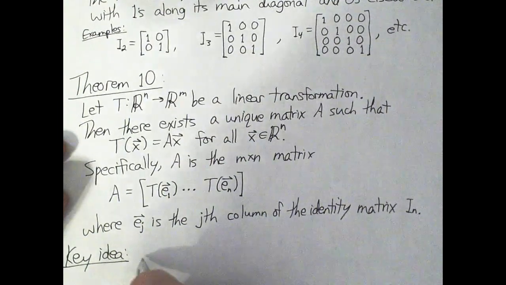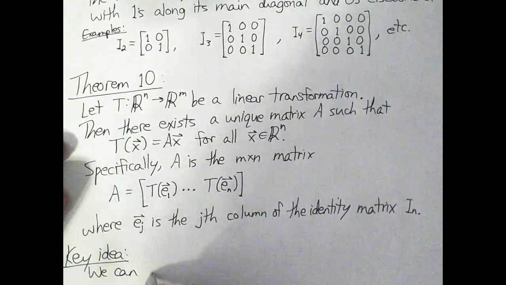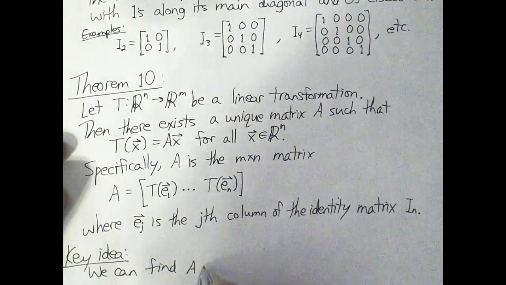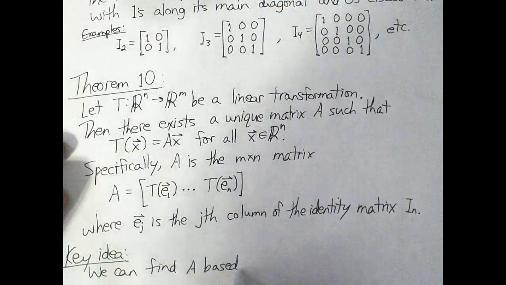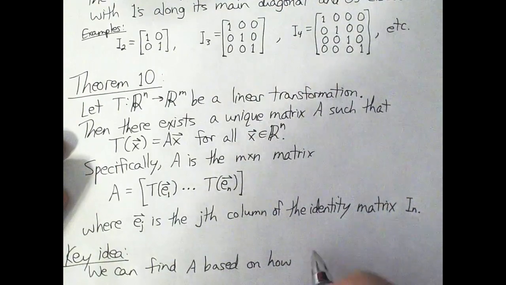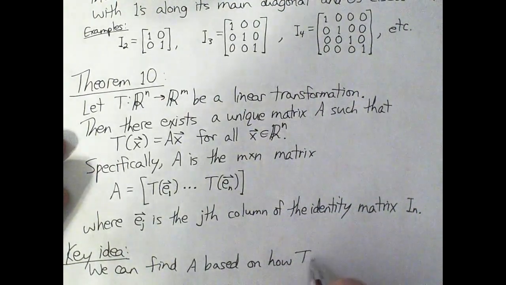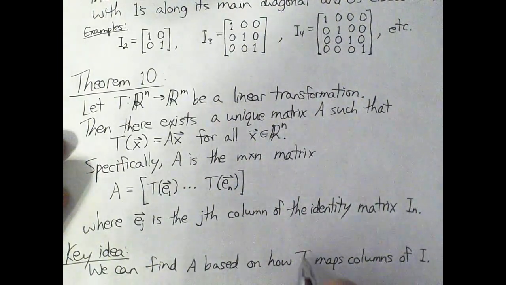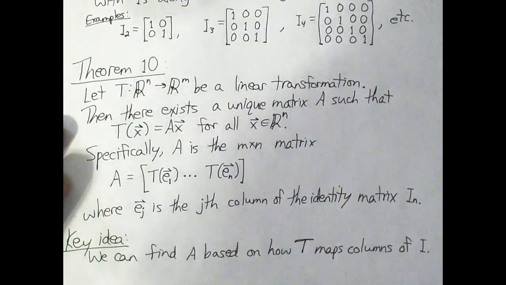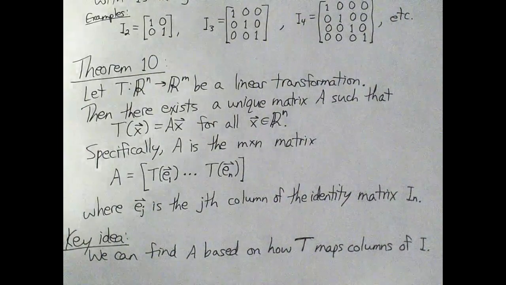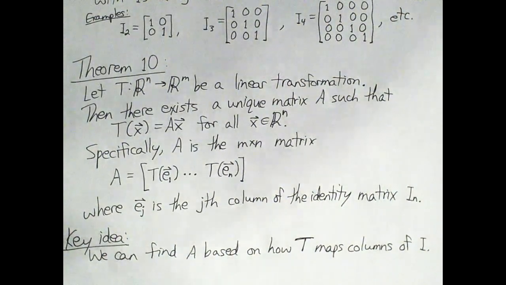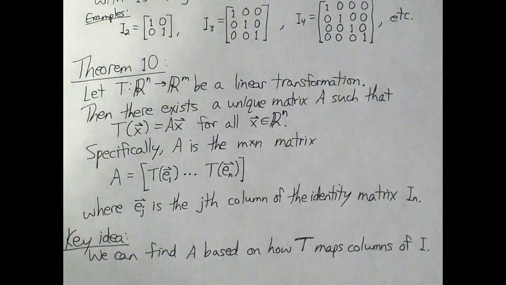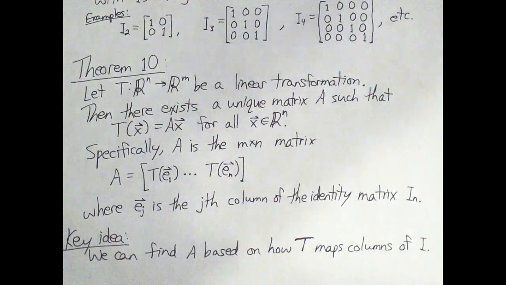Key idea. We can find A based on how T maps columns of I. So whatever T does to the columns of the identity matrix, that kind of informs us about how T acts in general. So that tells us how to find A.